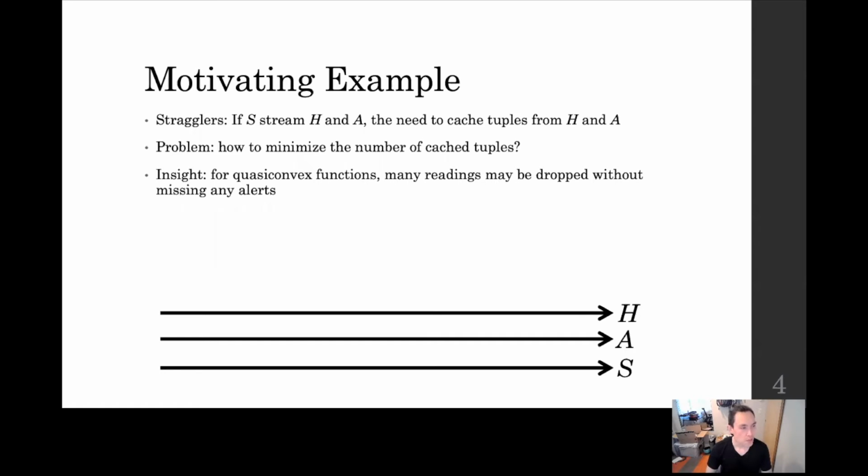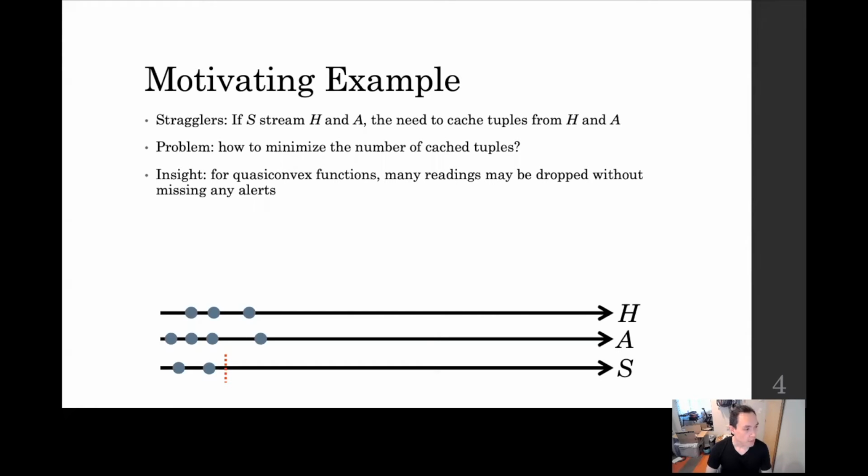Now, suppose that stream S lags behind H and A. Before that happens, tuples will be coming in at a relatively steady pace. Again, because the streams are independent, there might be some out-of-order behavior. And all of a sudden, the S stream will halt. Well, what must the data stream management system do?